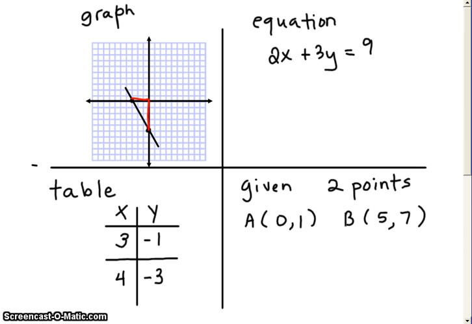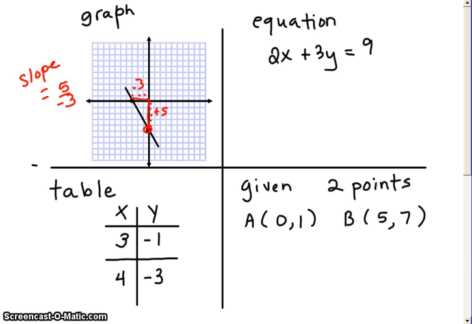So if I start here, I have to count up. That's 1, 2, 3, 4, 5, a positive 5. And then I have to go left, which is 1, 2, 3. That's a negative 3. So the slope is equal to positive 5 over negative 3.